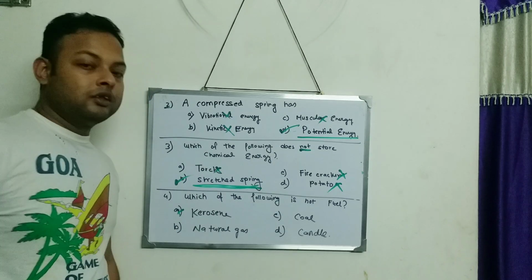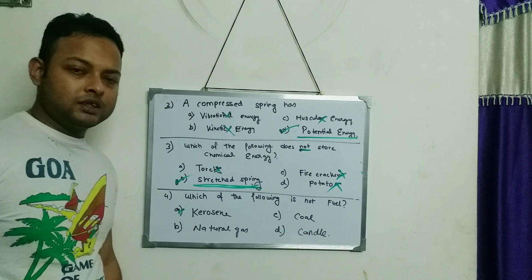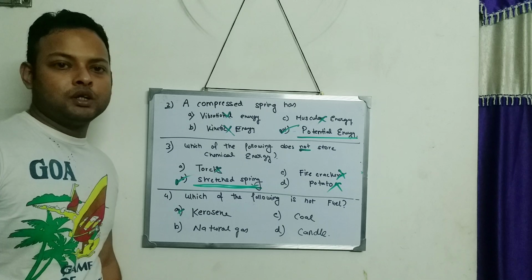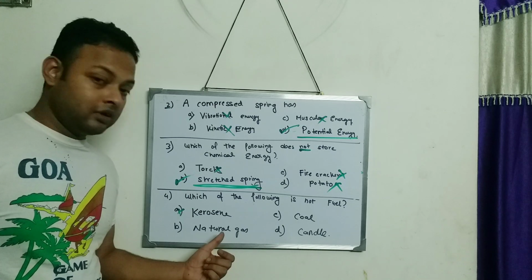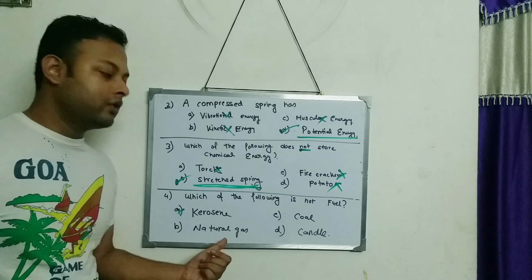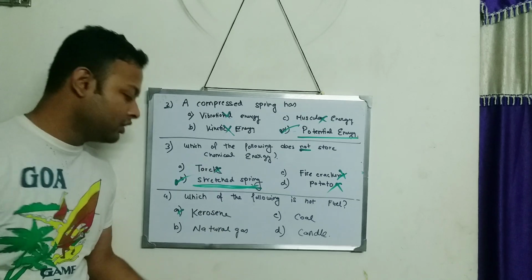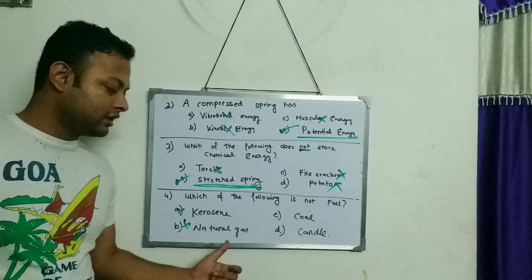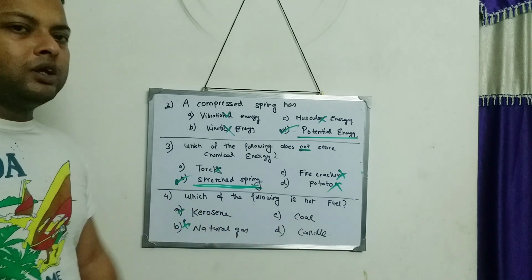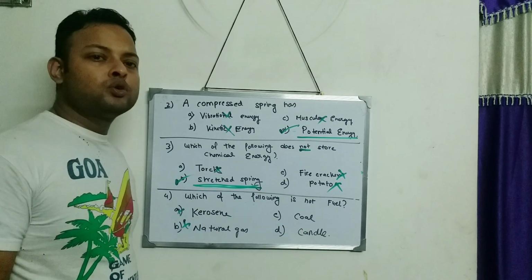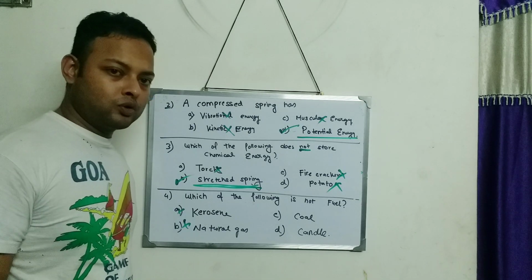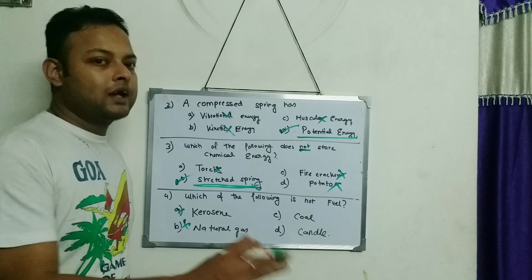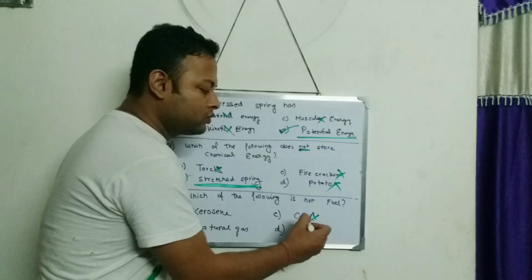Natural gas. Does natural gas have chemicals inside it? Yes, natural gas is combustible. It catches fire. So it contains chemicals. So natural gas is also a fuel. So this is not my answer. Coal, is it a fuel? Obviously, you know, coal is used to cook food in village areas. So coal catches fire. So coal has chemicals. So coal acts as a fuel.